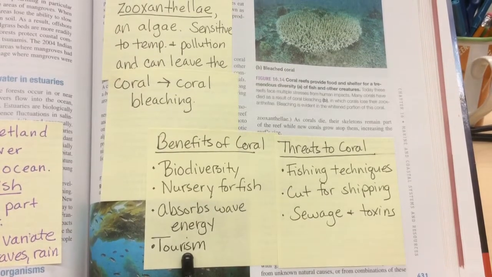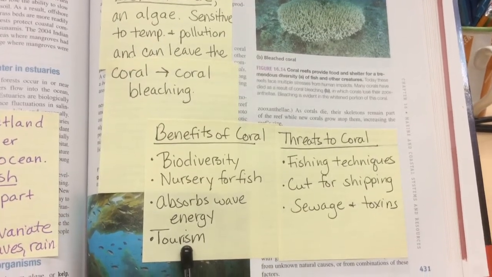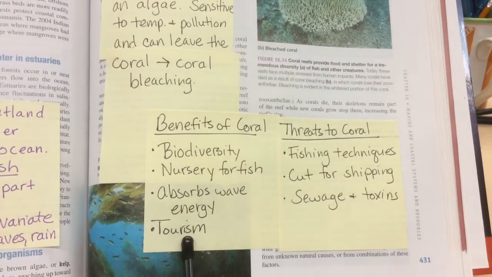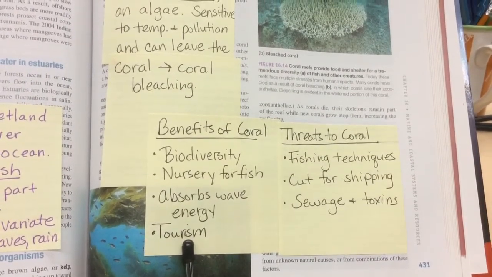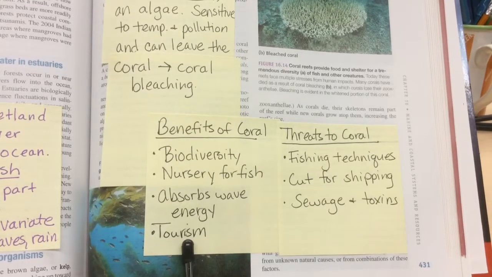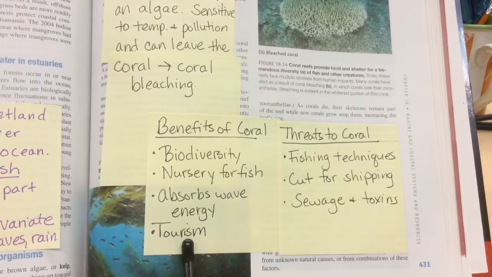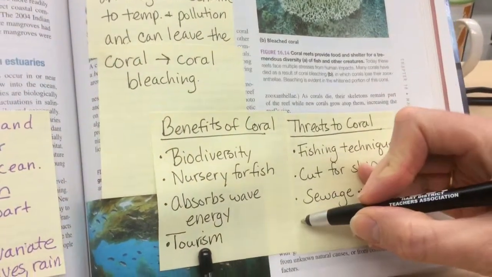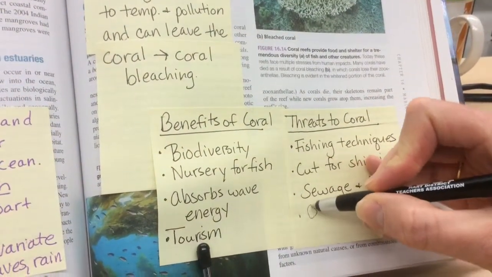Our threats to coral include fishing techniques that scrape the coral. The coral is cut for shipping, so that sometimes a coral reef surrounds an island or blocks a port, and so they cut the coral reef to let ships through. And then sewage and toxins, and then I forgot to add, actually, I'm going to add it right now, ocean acidification.